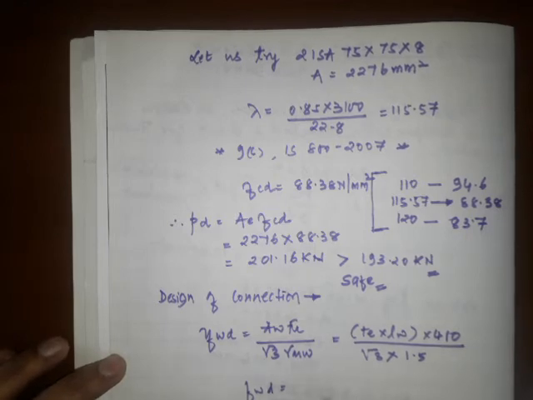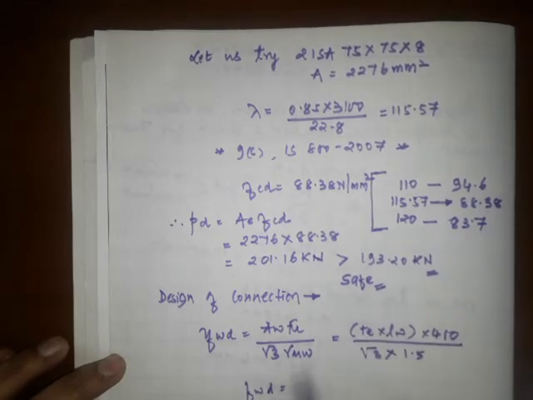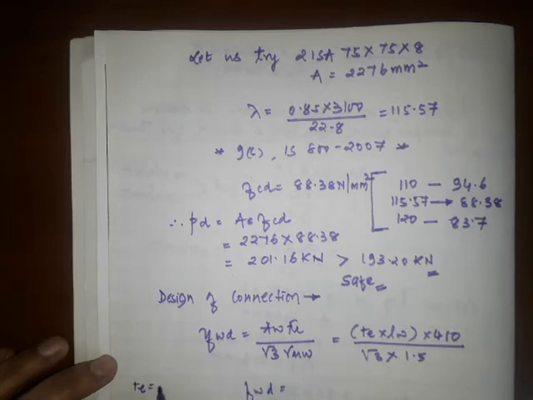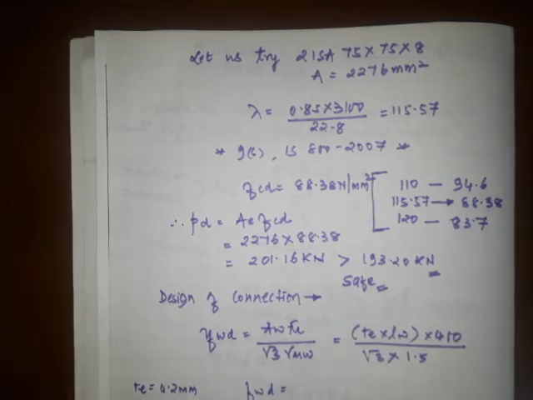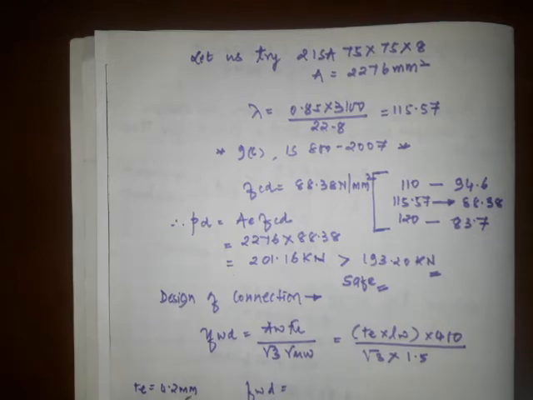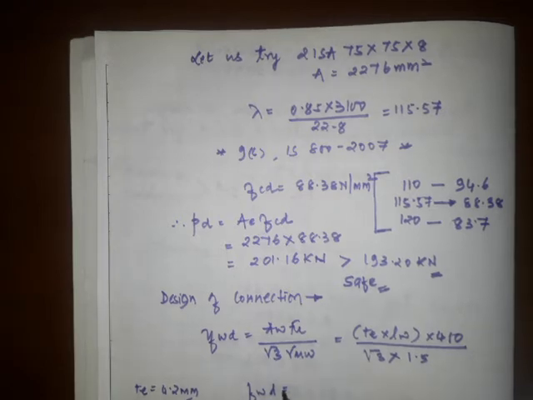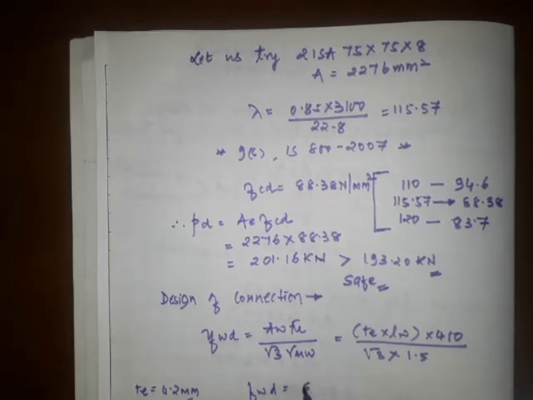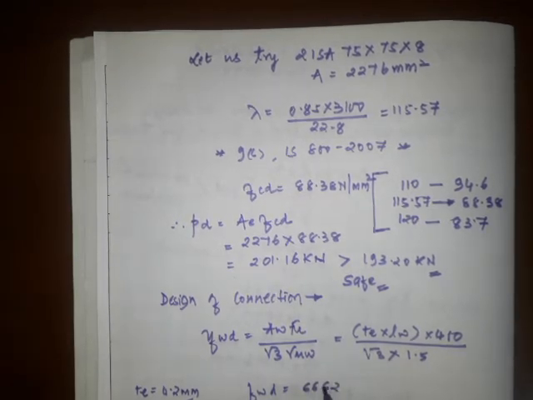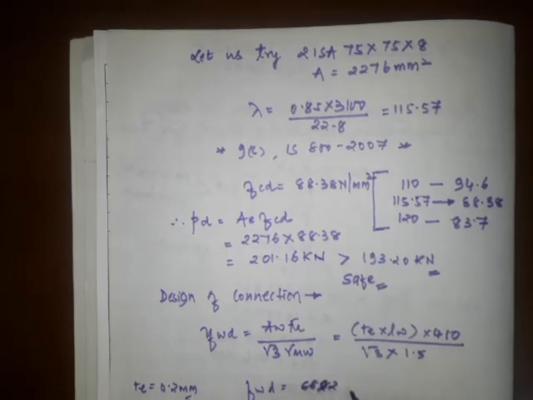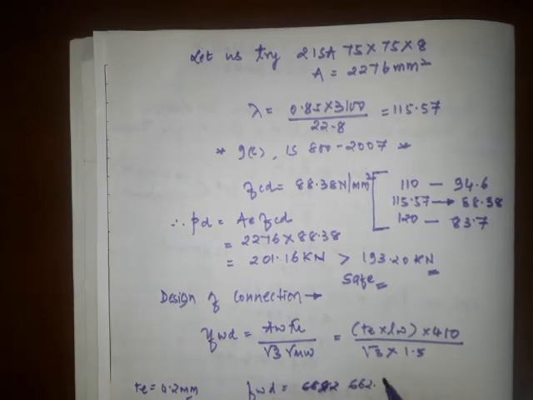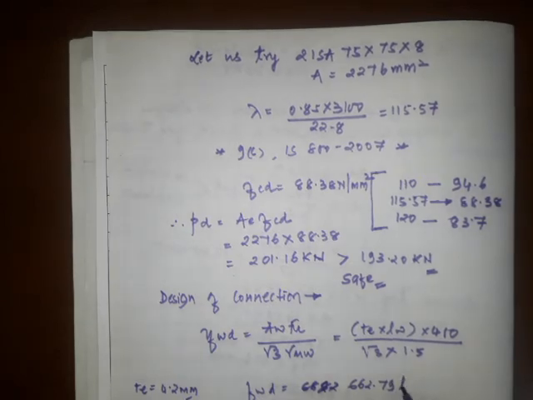As I told you how to calculate TE, we have taken TE here as 4.2 mm. In the previous session I told you how to get the effective throat thickness T of the weld. So from this we get FWD, that is 662.79 in terms of LW.